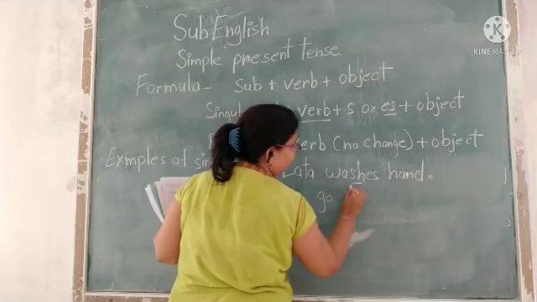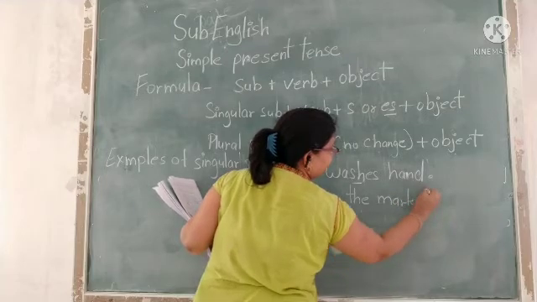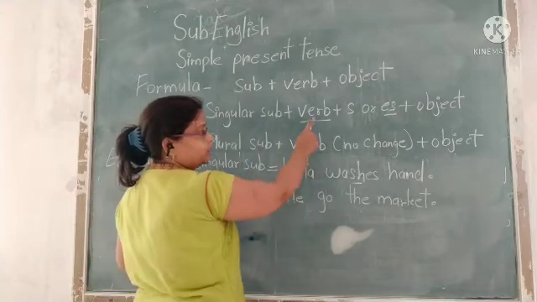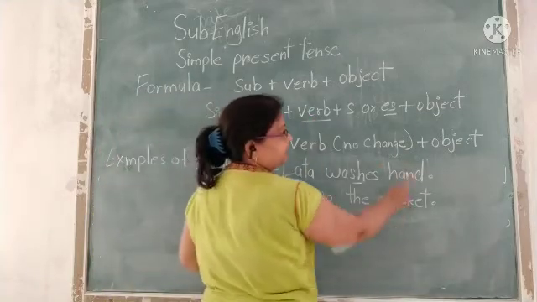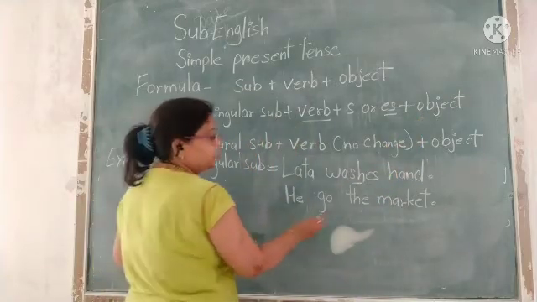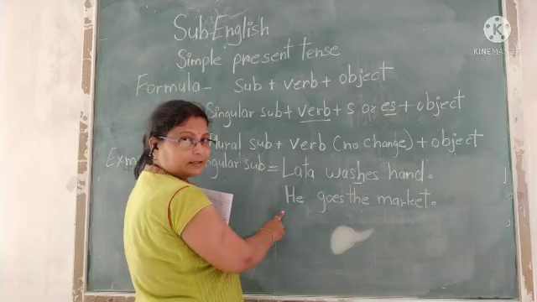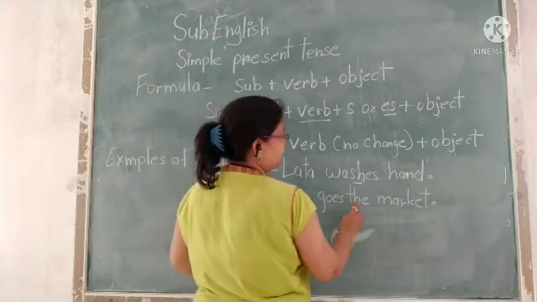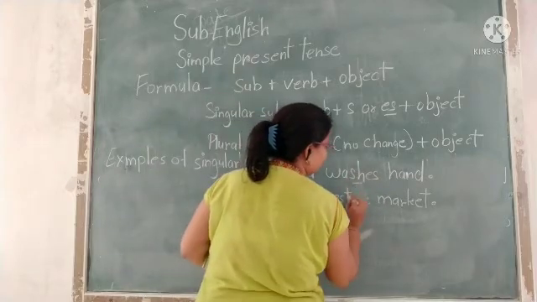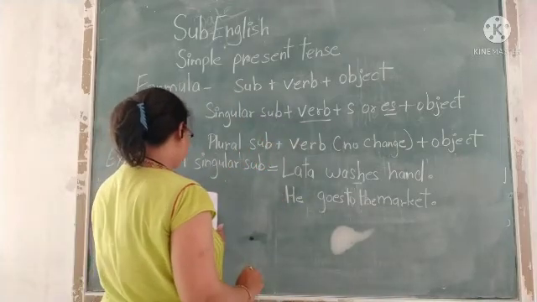He go to the market. In this sentence, he is a singular subject, go is a verb, and the market is our object. So as our subject is singular, here we add es in our verb. So our correct sentence would be he goes to the market. He goes to the market.